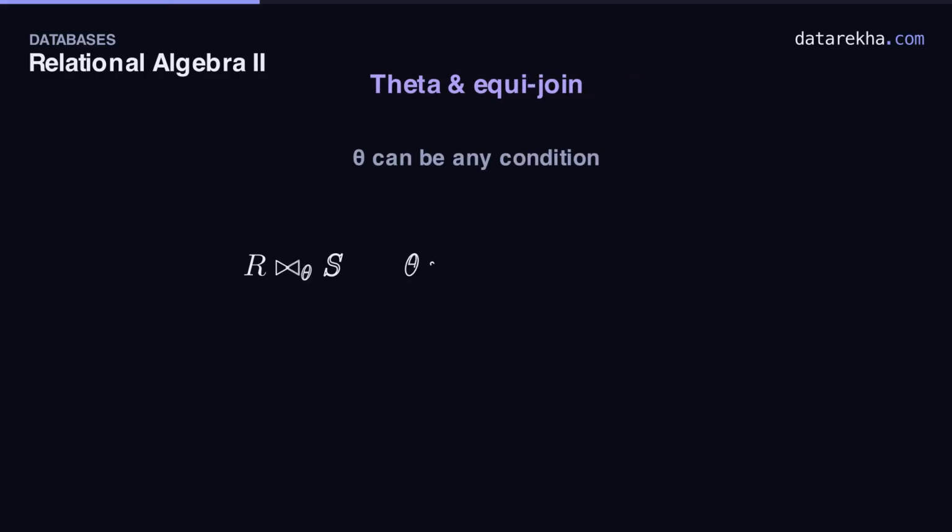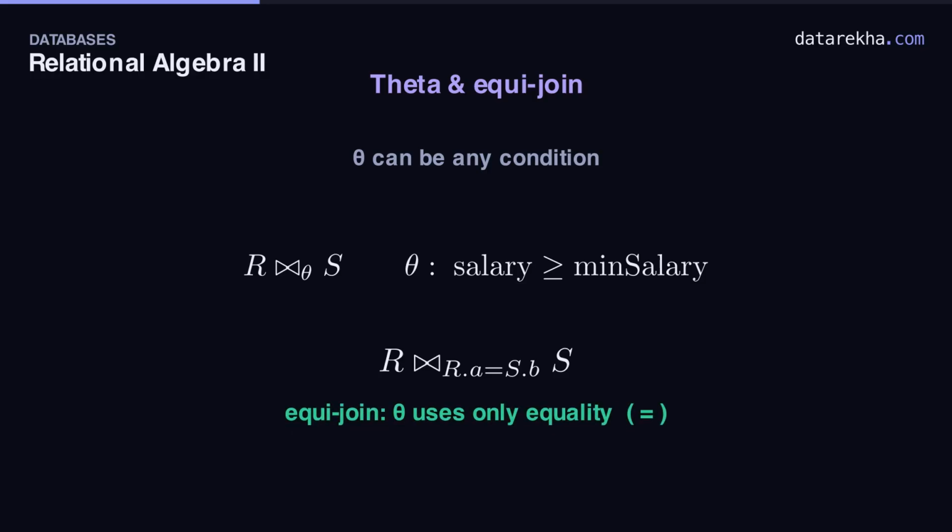The condition theta can be anything. Greater than, less than, not equal, several tests joined by "and". For example, pair an employee with a department only when the employee's salary clears that department's minimum. But there's one special case we lean on constantly. When theta is pure equality, R.A equals S.B. That's called an equijoin. A join whose condition is nothing but equals.